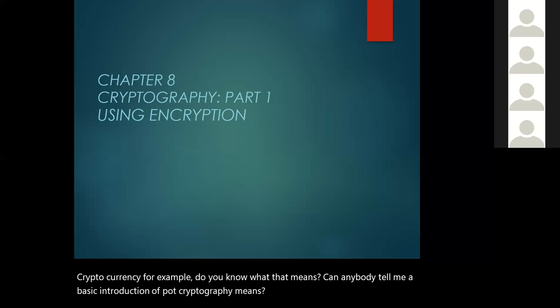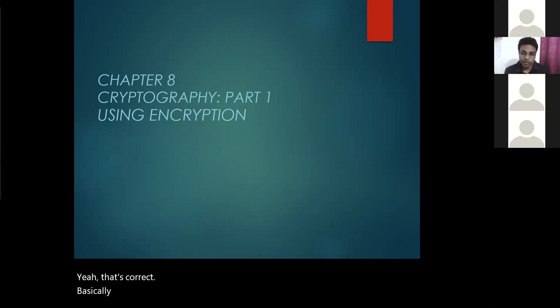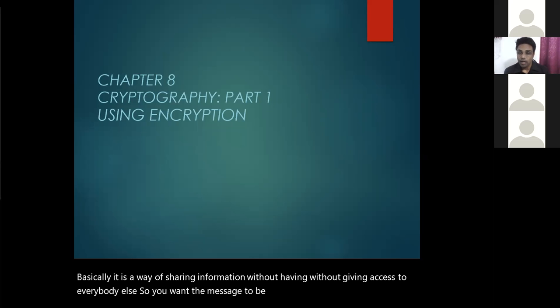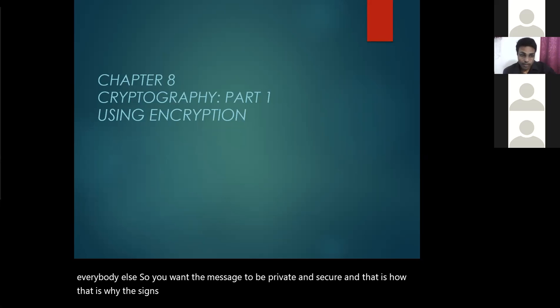I think it's like when people send messages to other people, sometimes they use some codes so that another person cannot access that message or cannot do anything negative with that message. Yeah, that's correct. Dipanjana, you are right. Basically it is a way of sharing information without giving access to everybody else. You want the message to be private and secure, and that is why the science of cryptography evolved.